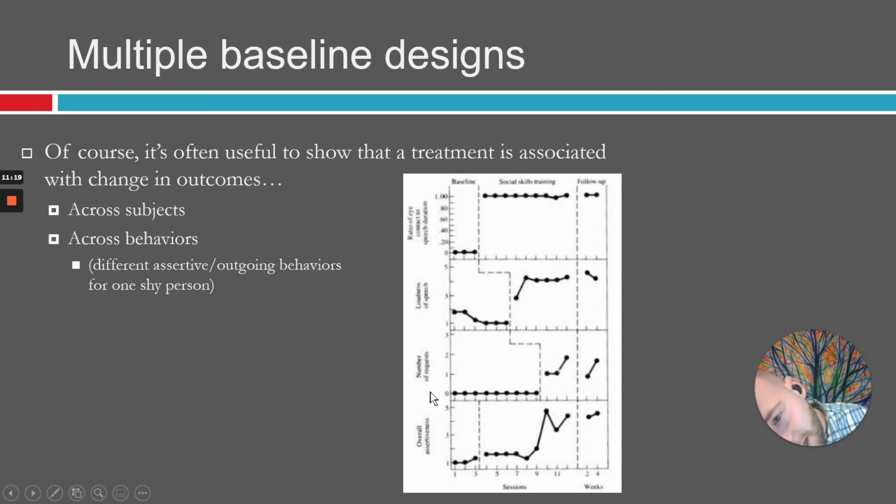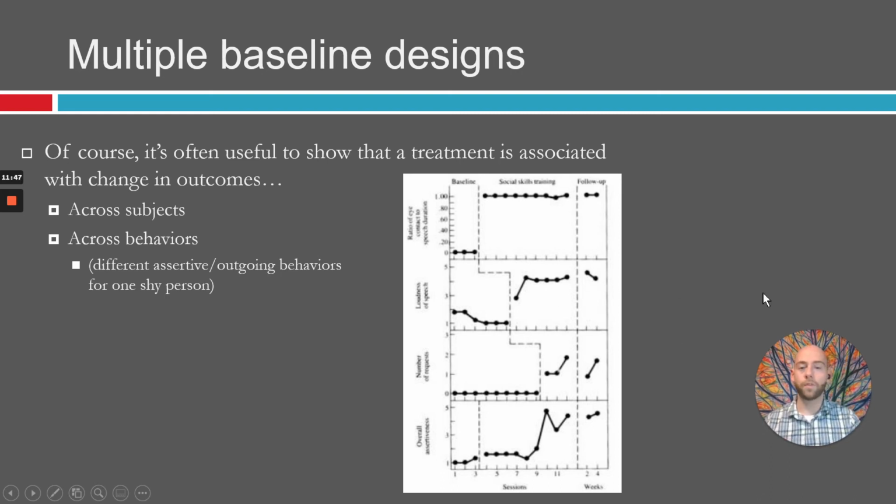Loudness of speech, number of requests they're making to people, and their overall assertiveness in some way. So if you had some sort of therapeutic treatment that you were introducing to this person by this dotted line here, showing when it was introduced, you could look at this across different behaviors. And if you notice a change across all these different outcomes, then that might be good evidence that your treatment is working.